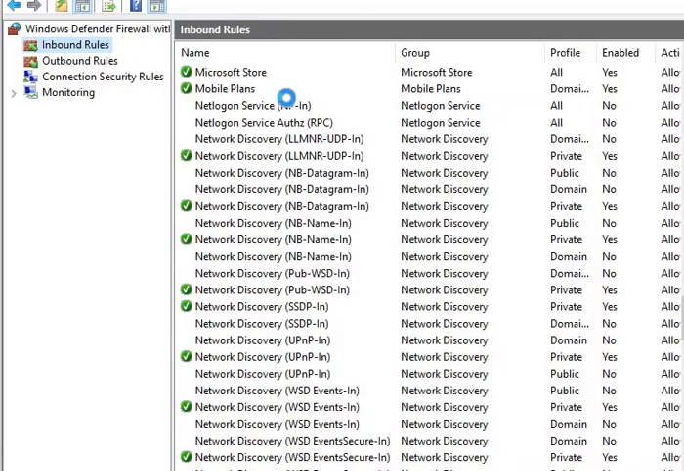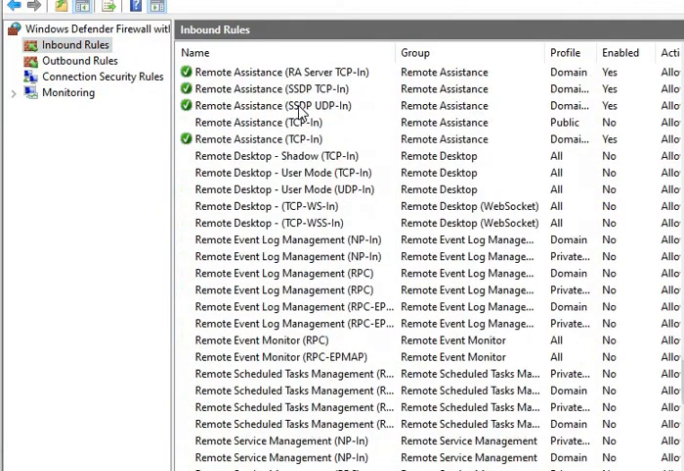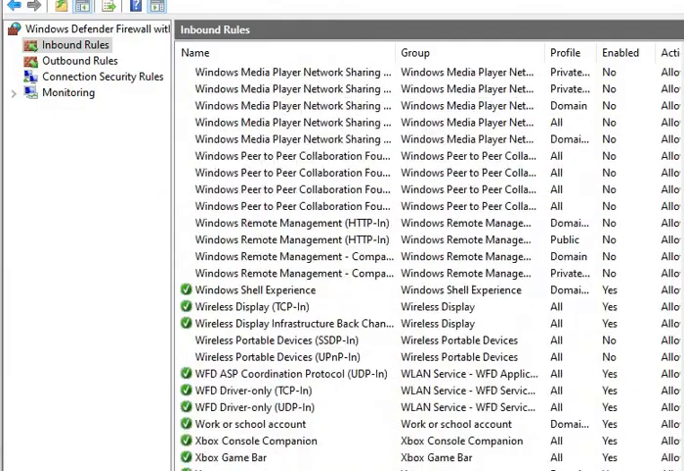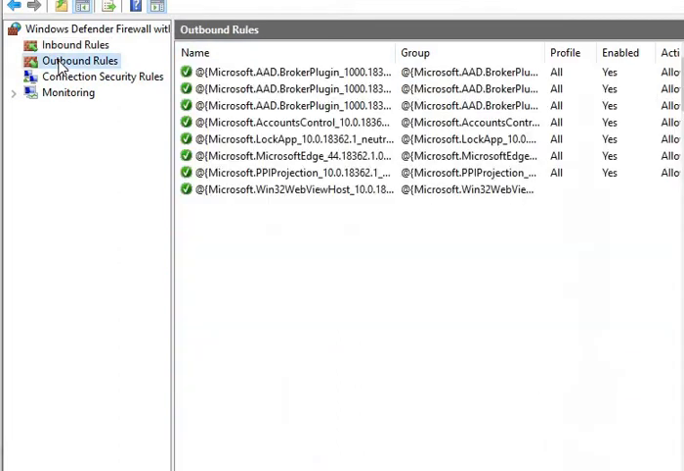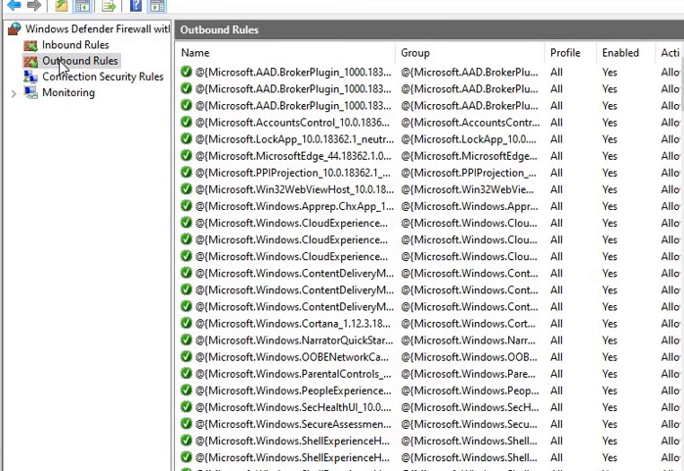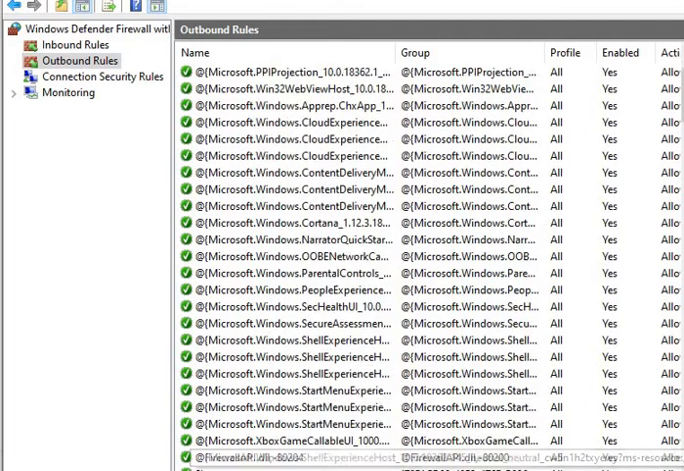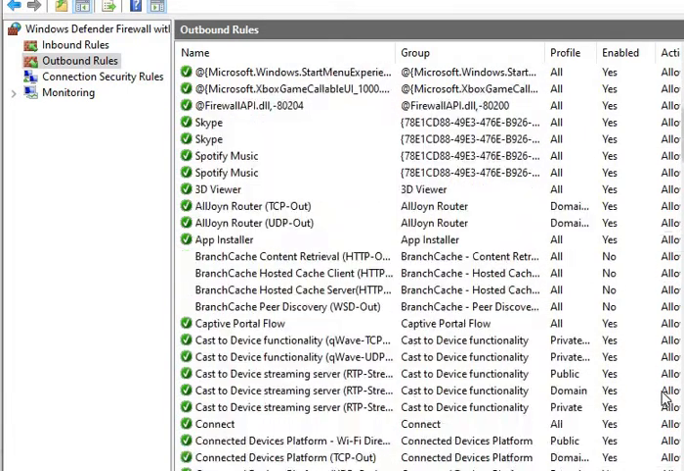So all the inbound rules are applied over here by default. This is managed by my ESET Internet Security. This is the outbound rules. Outbound means traffic going from your system to another system. You can see here allow, deny, allow.